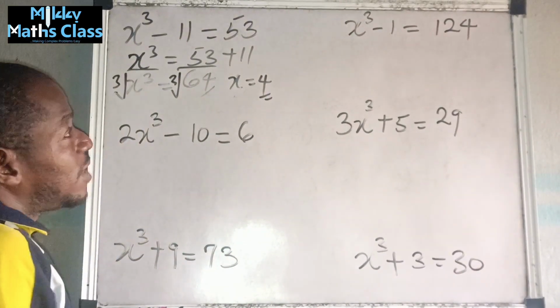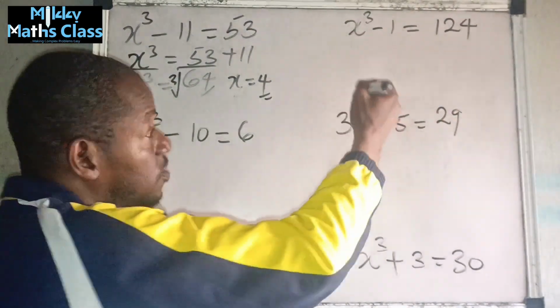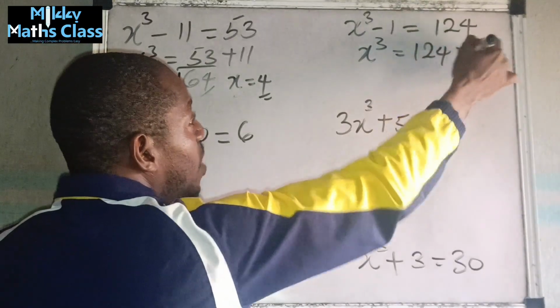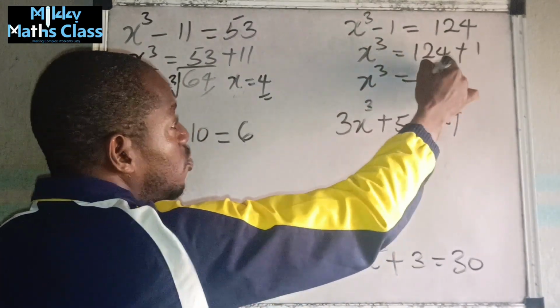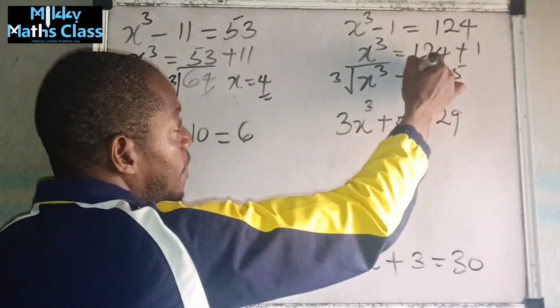Very easy. Now let's look at this one. Same thing. This is negative 1. Add 1 to both sides. So we have x cubed is equals to 124 plus 1. So x cubed is equals to 125. Same thing. Take the cube root of both sides.